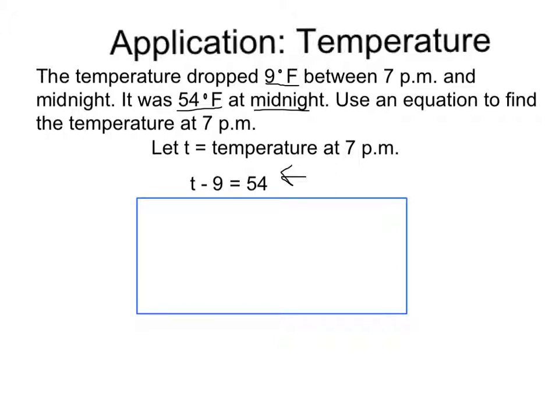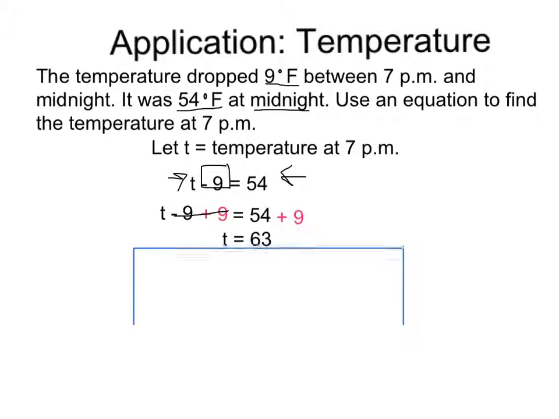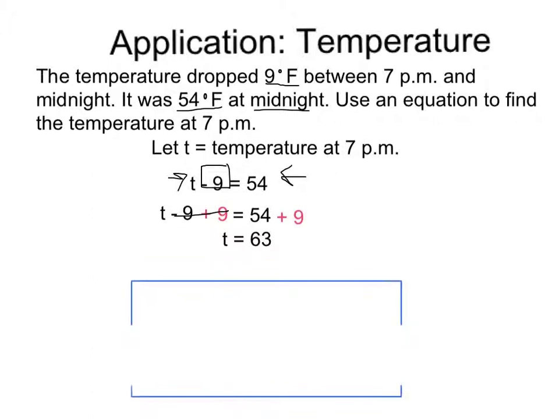We know how much the temperature changed, but we don't know the starting temperature. So the T is for the starting temperature at 7 p.m. The minus 9 is the amount the temperature dropped between 7 p.m. and midnight. And then the final temperature at midnight is 54 degrees. So to do inverse operations, we have a minus 9, so to do the inverse, we have to do plus 9 to both sides. As before, the plus 9 and the minus 9 will cancel out, leaving us with T equals 63, because 54 plus 9 is 63.